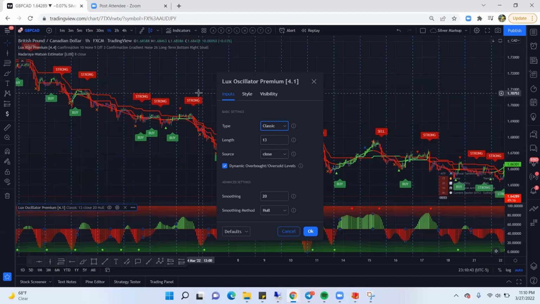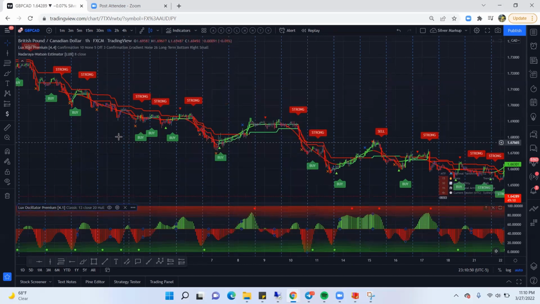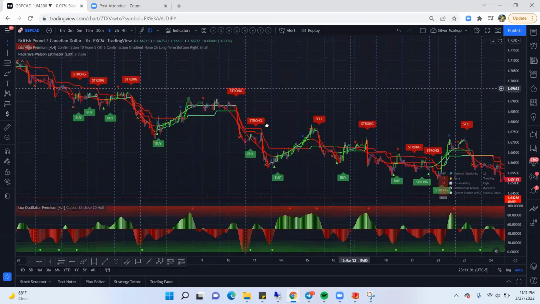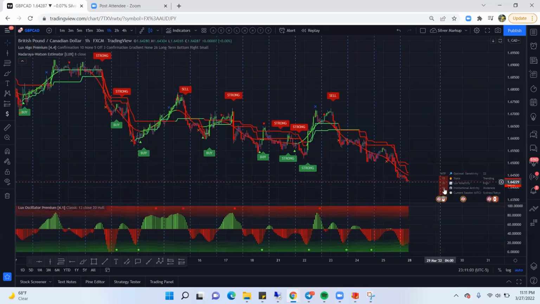So now you can get in and then also put in the dynamic overbought, oversold levels. So that way now your chart is set up the exact way mine is set up. So here is the strategy. Of course, you also have on this window here, you'll have the trend, and then you'll have other stats when it comes to the market.